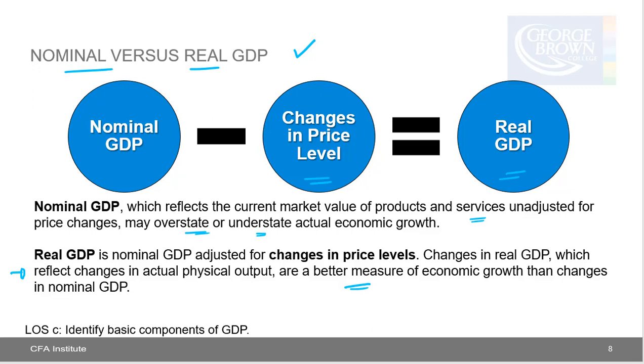This is equivalent to a company increasing its prices by 5% and reporting a subsequent 5% increase in sales. In fact, the company's production has not increased, so looking at nominal reported sales would not accurately reflect the change in output. Similarly, nominal GDP, which reflects the current market value of products and services unadjusted for price changes, may over or understate actual economic growth. So changes in real GDP, which reflect changes in actual physical output, are a better measure of economic growth than changes in nominal GDP.